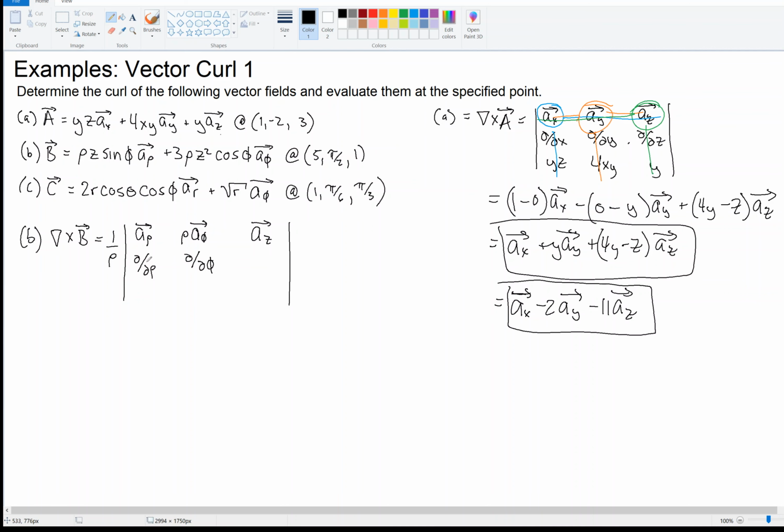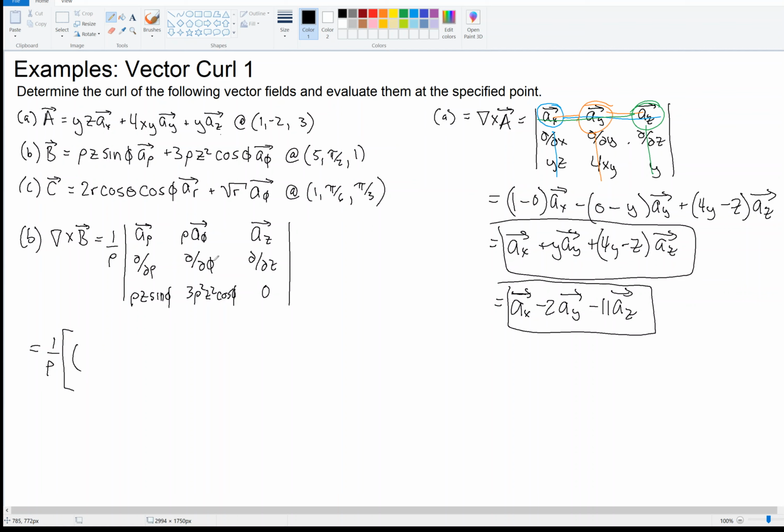There's this 1 over rho that we need to be aware of. Then up here, we've got rho times our unit vector in the phi direction, and then here we take rho times the phi component. Okay, so I calculate this determinant. So I've got rho, 1 over rho times everything. So again, I do this in the same way, so I'm just not going to circle things like I did up here in different colors.